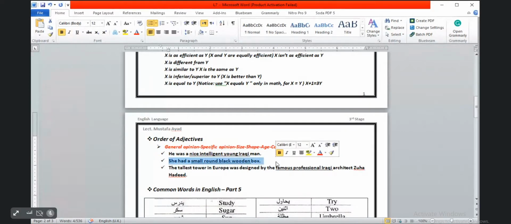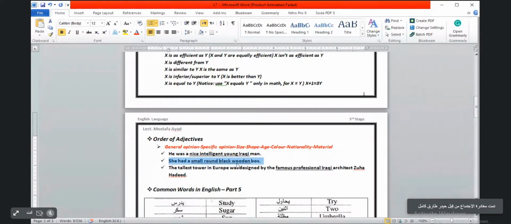She had a small round black wooden box. Small round black wooden box. لاحظ 4 صفات تصف البوكس. Small size. Round shape يعني شكله دائري، صغير وشكله دائري. Black الكلر لونه اسود. Wooden الماتيريال معناته خشبي. إذا she had a small round black wooden box. لاحظ الترتيب. Size بعدين shape بعدين color بعدين material. ليش؟ لأنه ما عندنا لا age ولا nationality. انتبهوا لي الآن لهذا الترتيب.